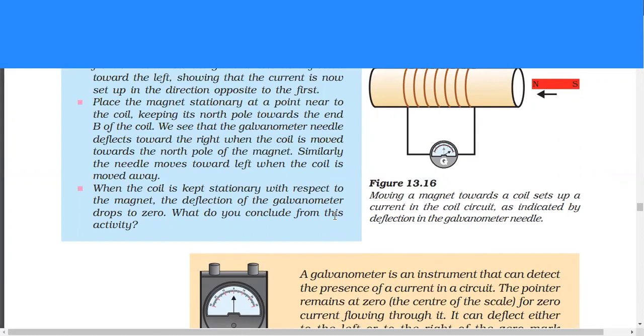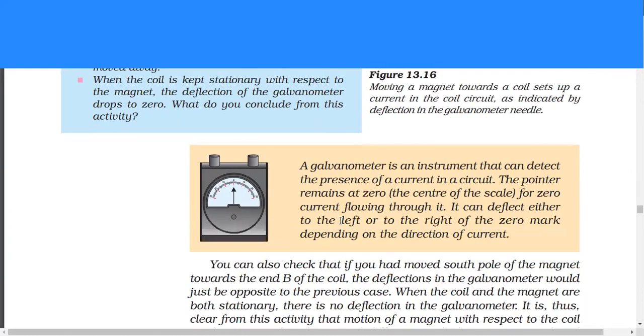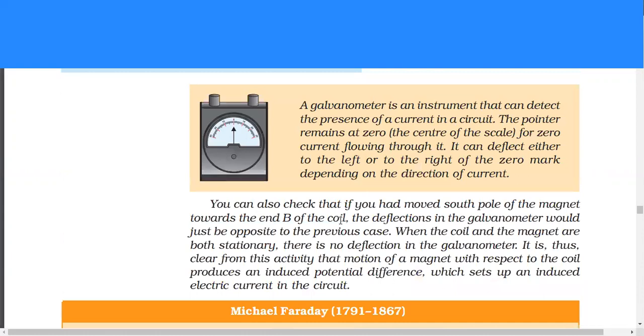What do you conclude from this activity? A galvanometer is an instrument that can detect the presence of a current in a circuit. The pointer remains at zero for zero current flowing through it. It can deflect either to the left or to the right of the zero mark depending on the direction of current.